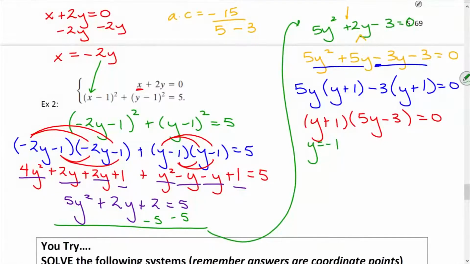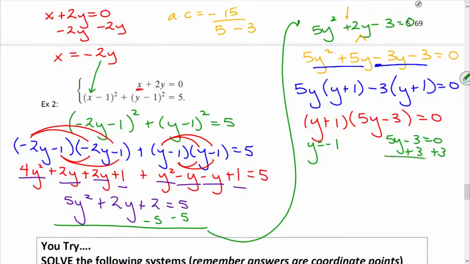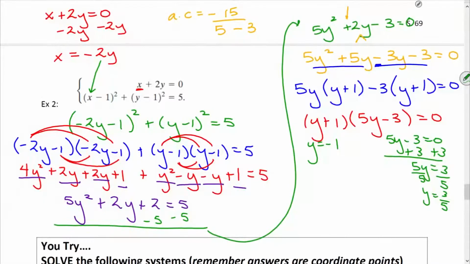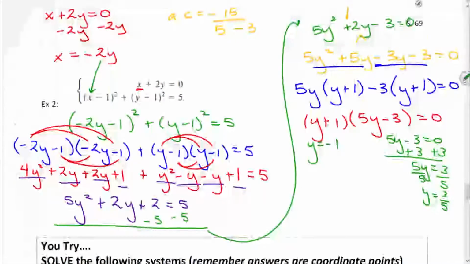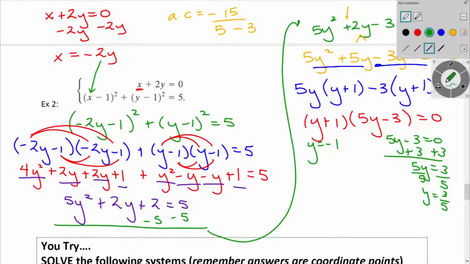Okay, this is a little more complicated. I have 5y minus 3 equals 0. I will add 3 to both sides, and I get 5y is equal to 3. Divide by 5, divide by 5, and y is equal to 3/5. Now, I know you're feeling like you're done, but I've only found the y values at these intersection points, where both equations are true at the same time. I need to find the corresponding x values.